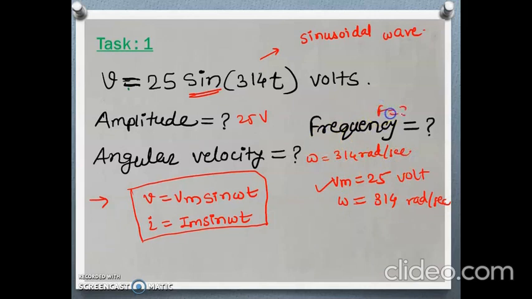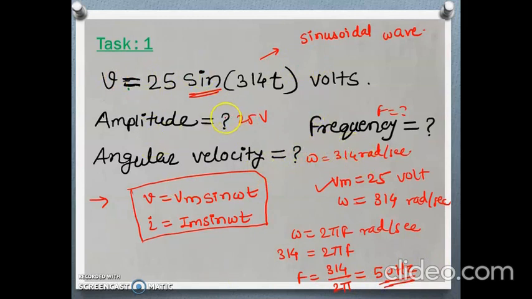Now calculating the frequency. Here frequency is given or not? Not given directly, but from this omega we can calculate. We have discussed that omega is equal to 2 pi into f, radian per second. We have this 314, we have this 2 pi, we want the frequency. So frequency will be 314 divided by 2 pi, so it will be 50 Hertz. What will the answer? 50 Hertz. This will be the required frequency. In this way, with only one equation, we can find the amplitude, angular velocity, and frequency of the sine wave represented by this equation.